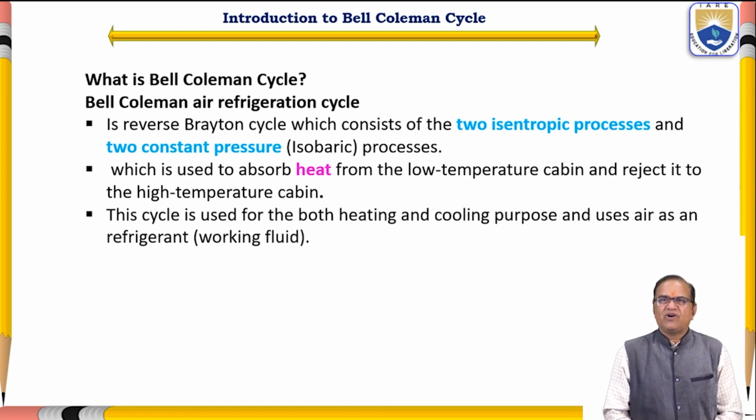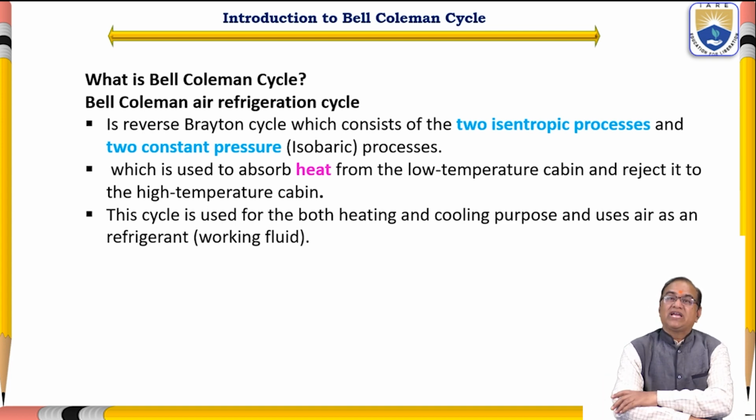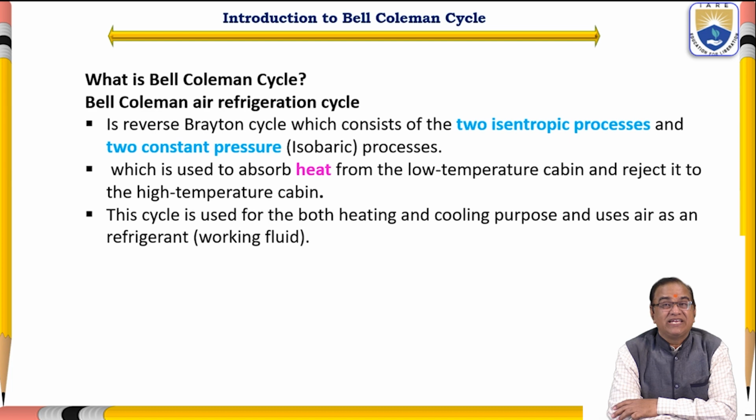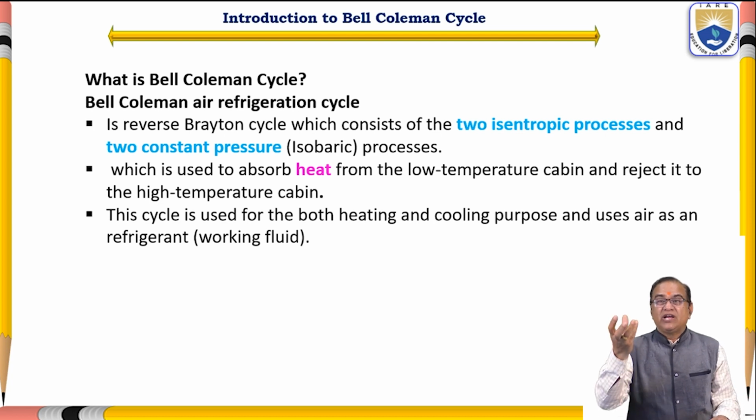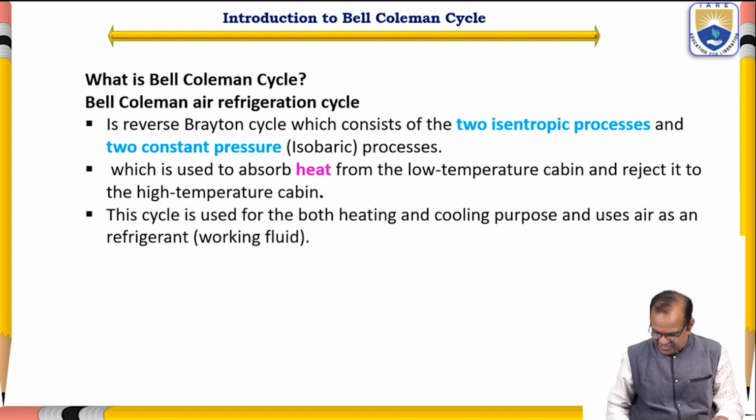This cycle is used for both heating and cooling purposes and uses air as a refrigerant. So here we can cool the room, and we can also heat the room. If we are using it as a heat producer, it is called a heat pump, and when we are cooling, it is called the refrigeration system.